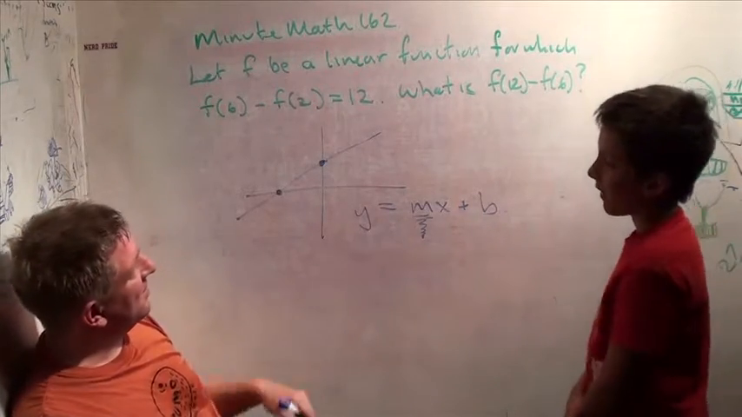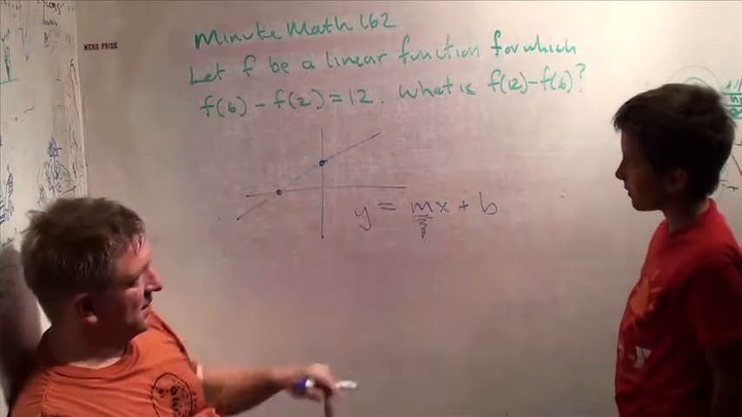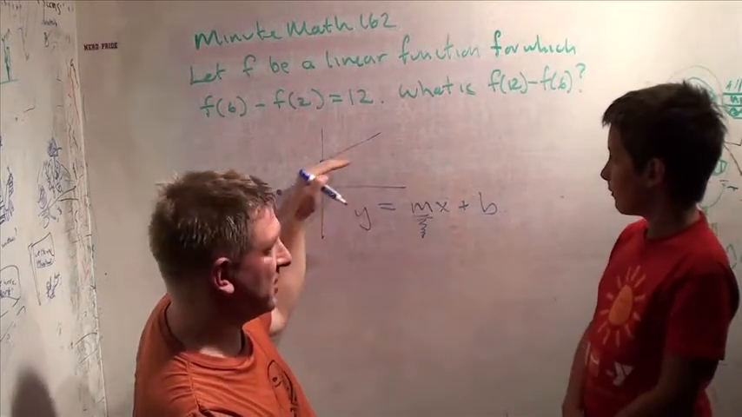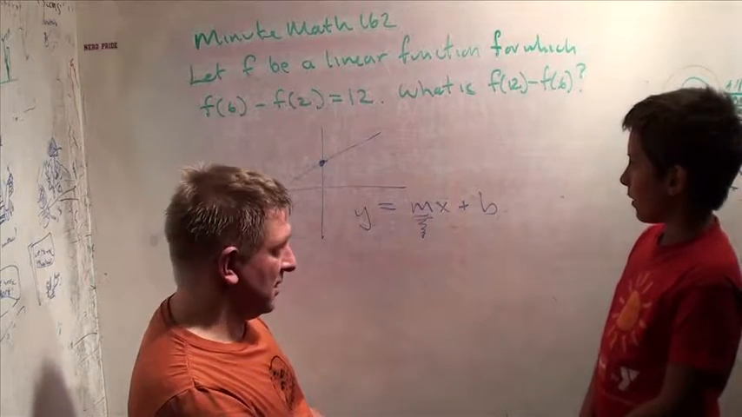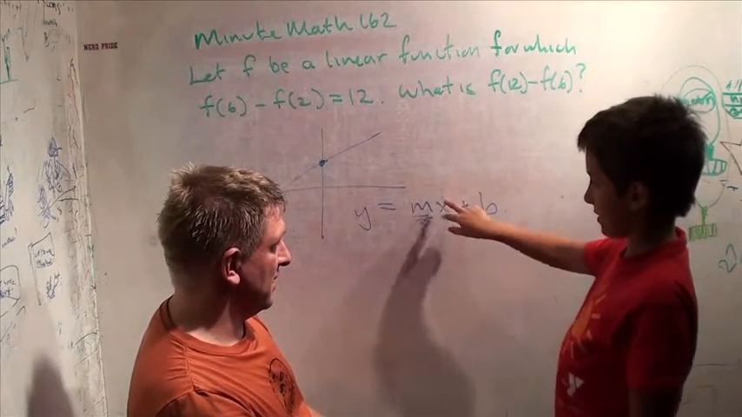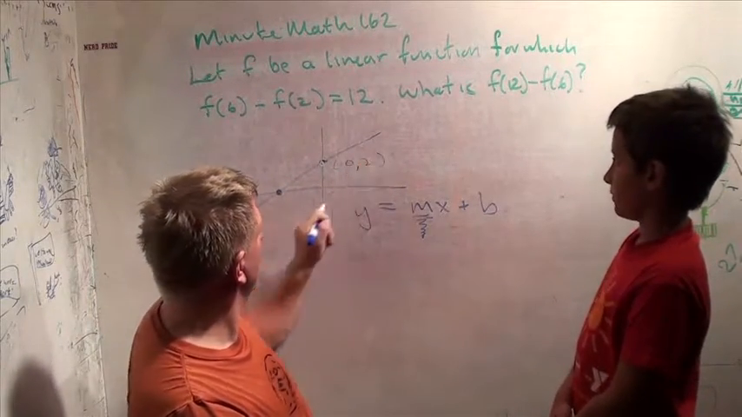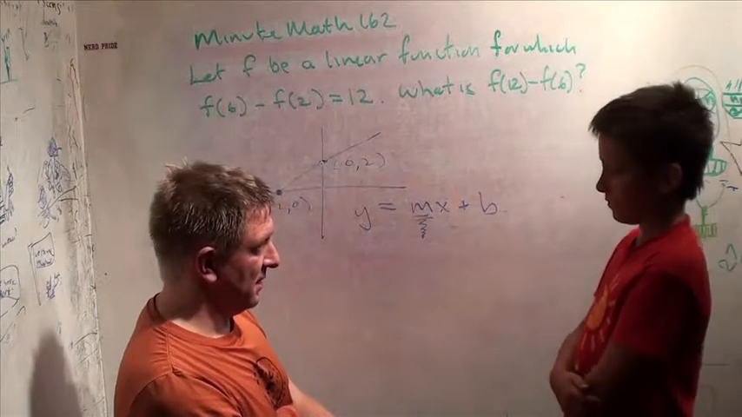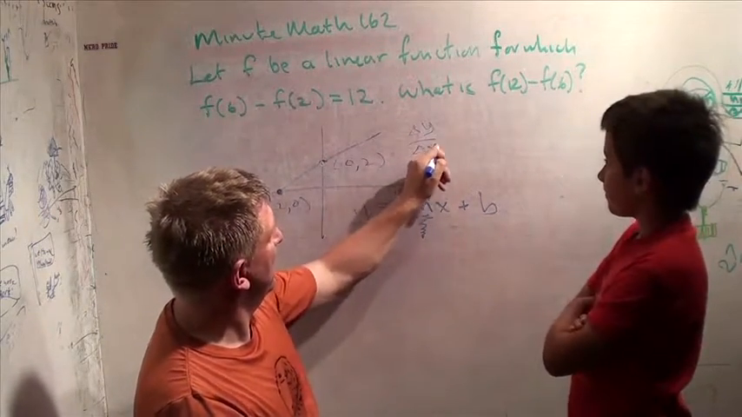Slope. Okay. So a linear function is going to look a lot like this: mx plus b. So f of 6 minus f of 2 is 12. How do you calculate the slope of a line? If I gave you 2 points on a line, let's say this was 0, 2, and this was minus 2, 0, how do you find the slope of the line? Do you remember? Change in y over the change in x.